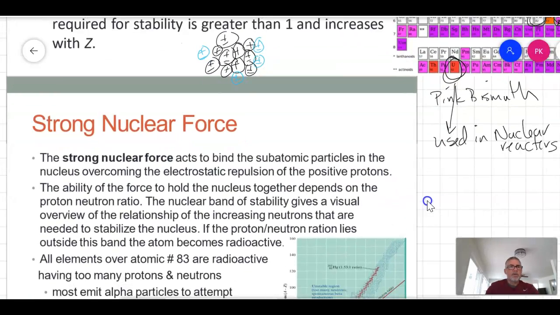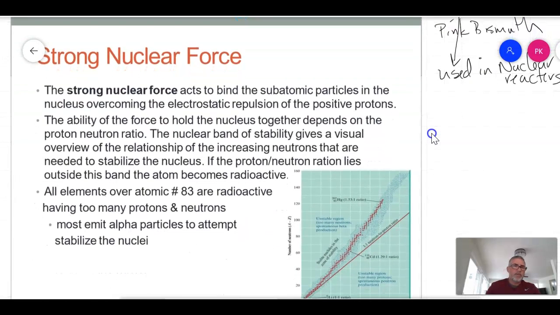All right, so the strong nuclear force is the force that holds the nucleus together. I didn't make up the name, they made up the name. It's called the strong nuclear force. And the strong nuclear force is increased with the increasing amount of neutrons. So the ability to hold together depends on the proton-neutron ratio.